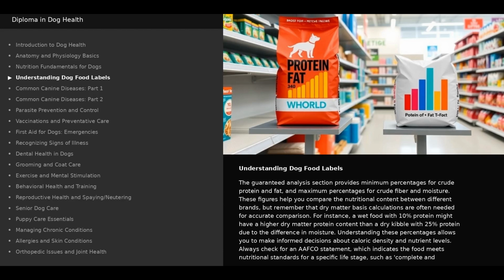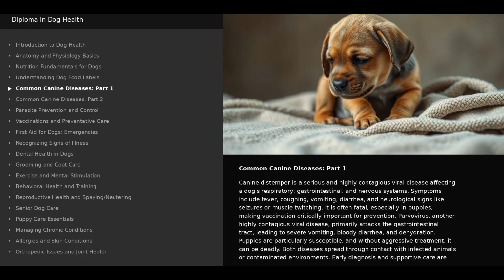Always check for an AAFCO statement, which indicates the food meets nutritional standards for a specific life stage, such as complete and balanced for adult maintenance or for growth and reproduction. Common canine diseases. Part 1.